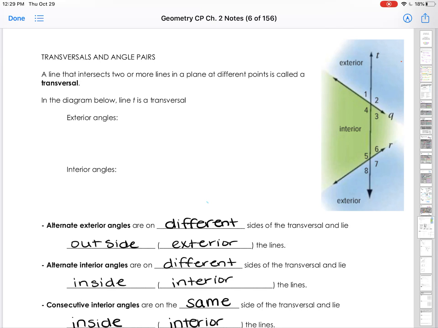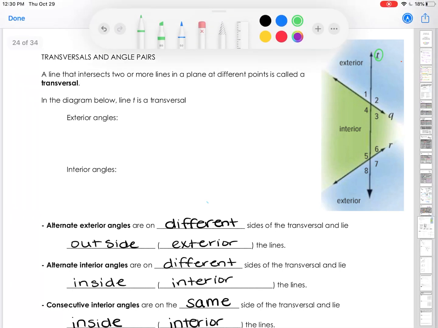Transversals and angle pairs. A line that intersects two or more lines in a plane at different points is called a transversal. So in our image, line T here is our transversal. T for transversal. We have two lines that it is intersecting, and that is line Q and line R. And when we look at this, what happens here is we've really created angles that are considered on the interior, which are inside. If you almost think of these two Q and R lines as like being a sandwich, they would be inside the sandwich.